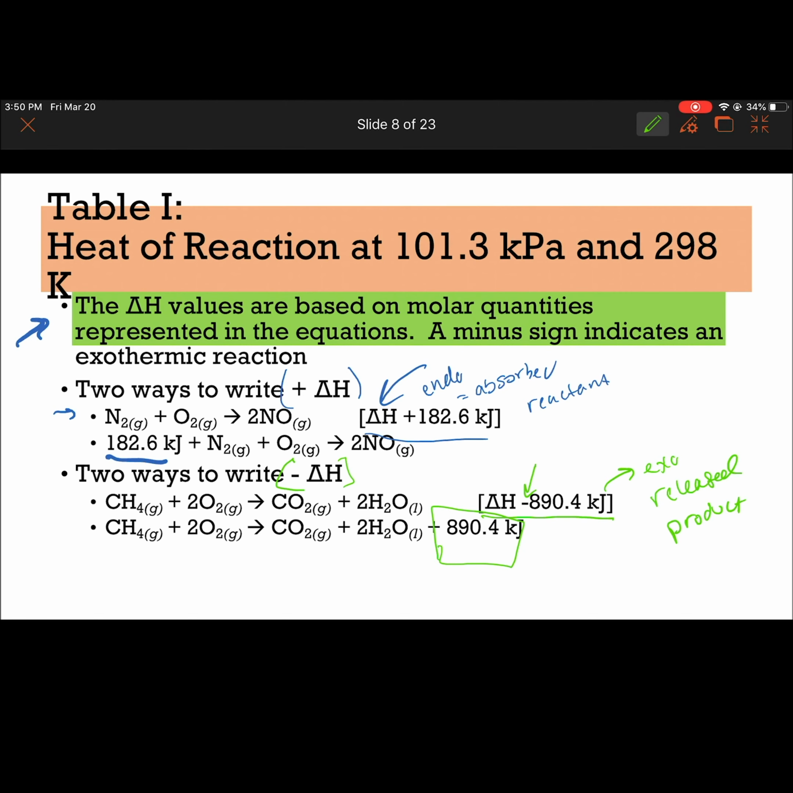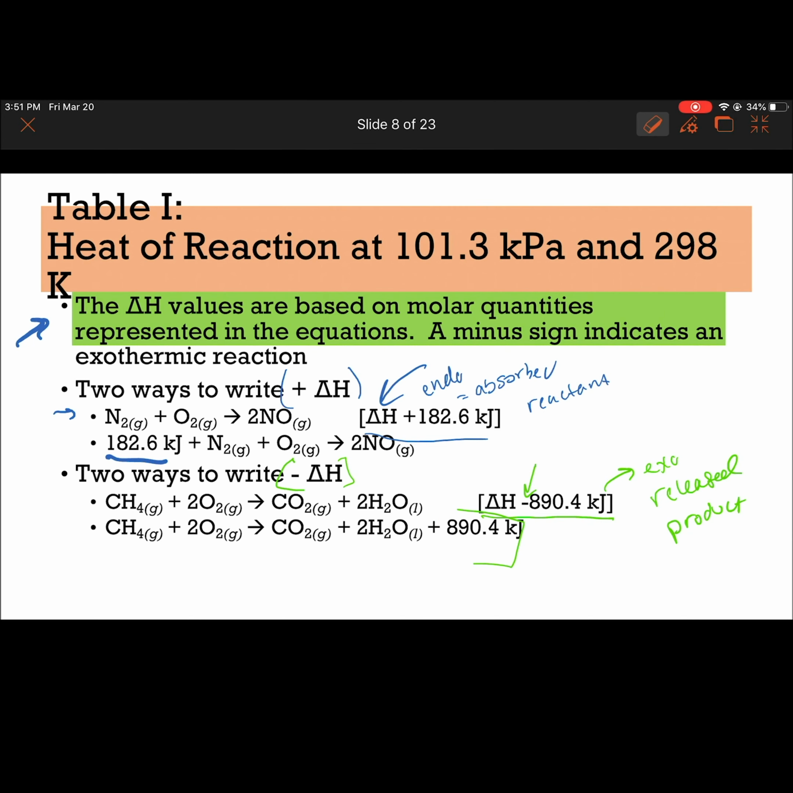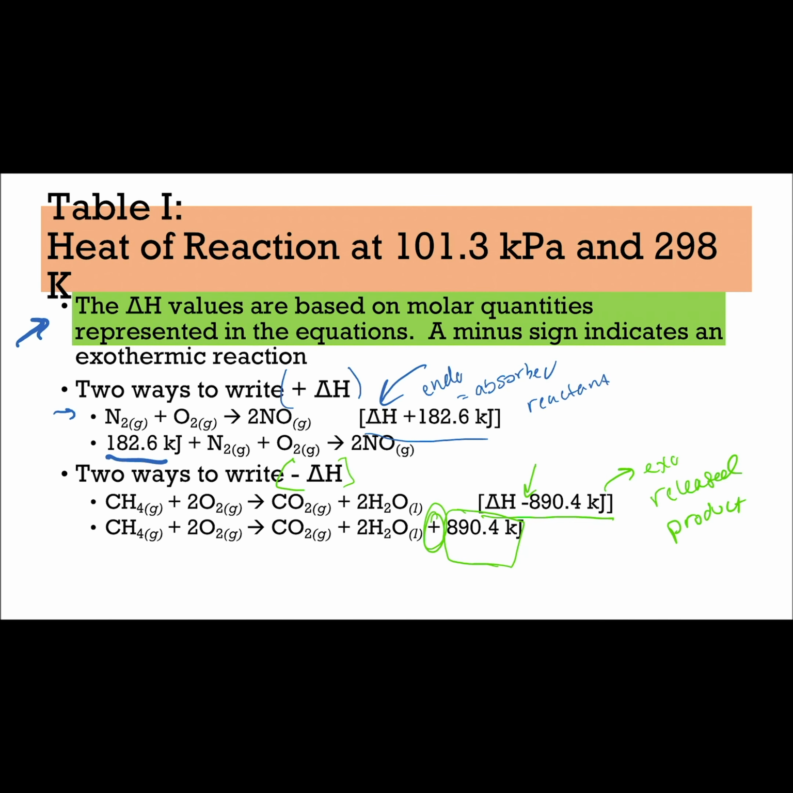But when you write it in a reaction, if it's being released, you're writing it as a product. So the placement in the reaction is essentially the sign of delta H. If you have a negative delta H, it's written as a product. Yes, there is a positive sign here, but because it's after the arrow, because it's a product, that means it is released. So it means it's a negative delta H value.